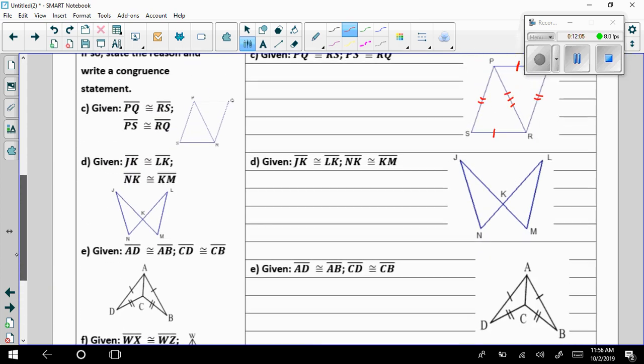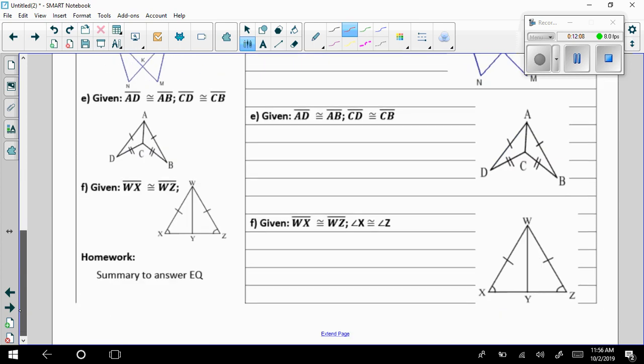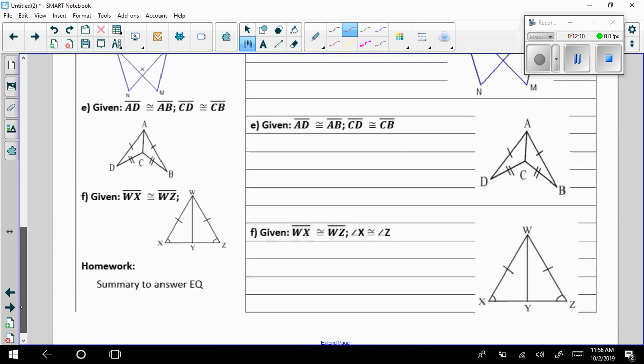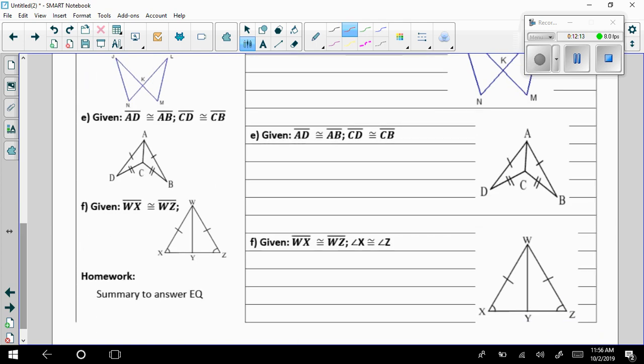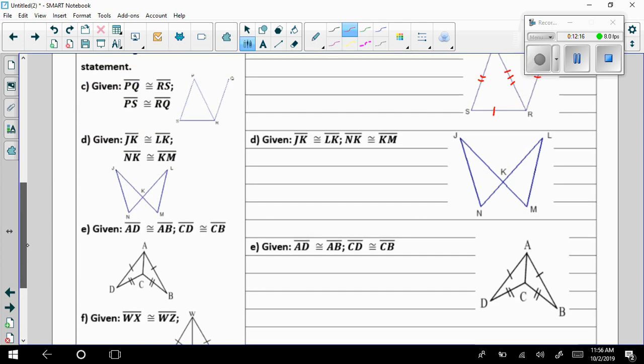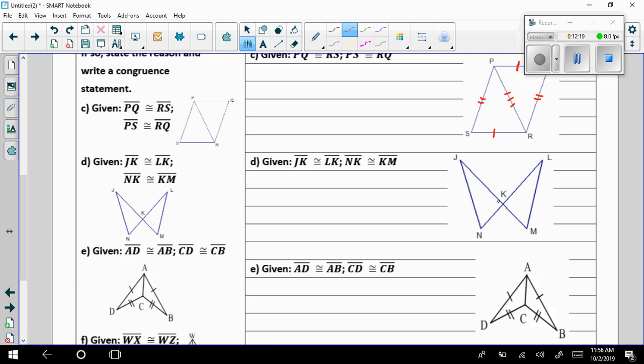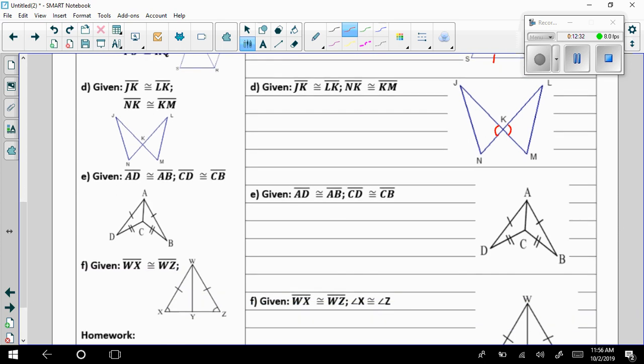Let's look at one that's a little bit different. So let's look down here. Just a reminder, this one and this one are congruent because they're vertical. Okay, and go ahead and mark the rest of that picture and write your congruency statement if it gives you enough. These pictures are already marked for you. AD is congruent to AB. DC or CD is congruent to CB. We know this is congruent to itself. So these are congruent by side, side, side.